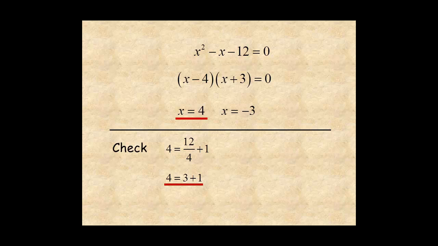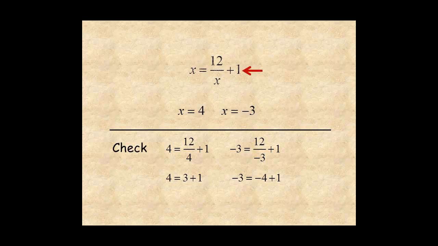Then check the solution x equal negative 3. Substitute x equal negative 3 in the equation. 12 divided by negative 3 is negative 4, and since negative 4 plus 1 is negative 3, the solution checks. So the equation has two solutions, x equal 4 and x equal negative 3, and they both check.